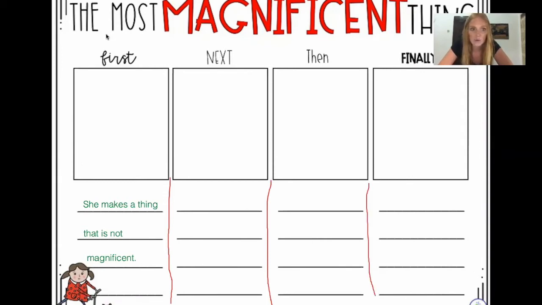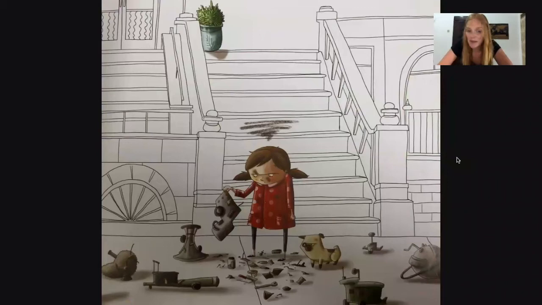Okay, let's look at what happened next. All right, let's look at this picture right here. So you can see she has all of these things that she has made around her. There's at least 1, 2, 3, 4, 5, 6, 7 different things that she has tried to make. She tried again and again and again. But are these things magnificent? Are they amazing? Did she make what she wanted to make? She did not. All of them are not magnificent.